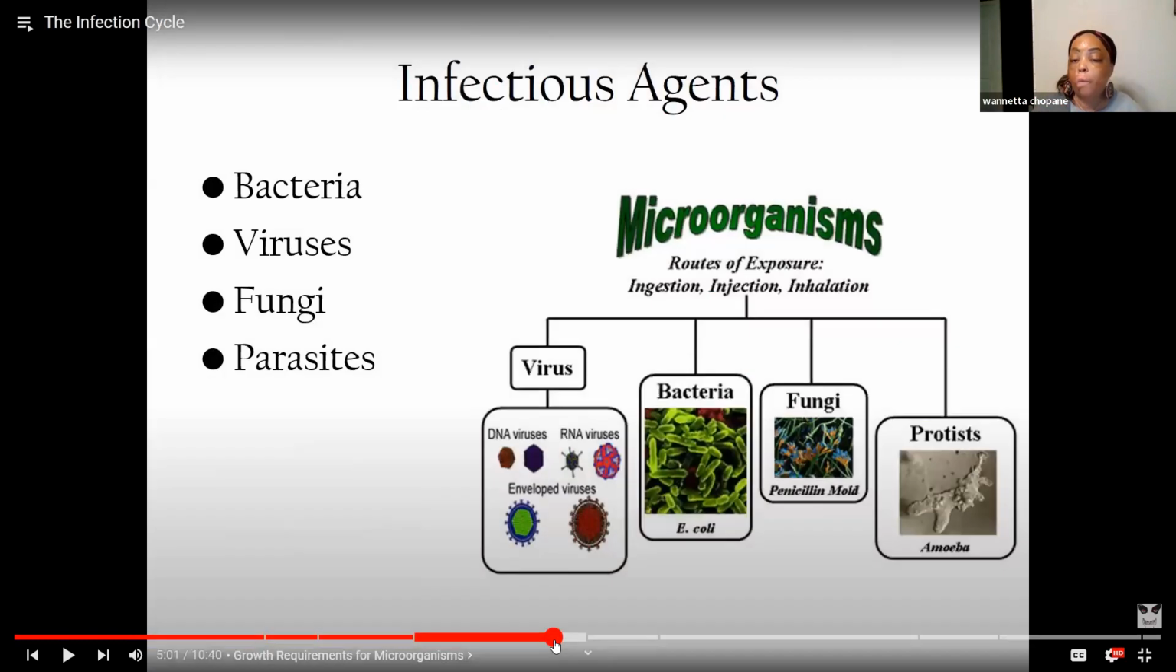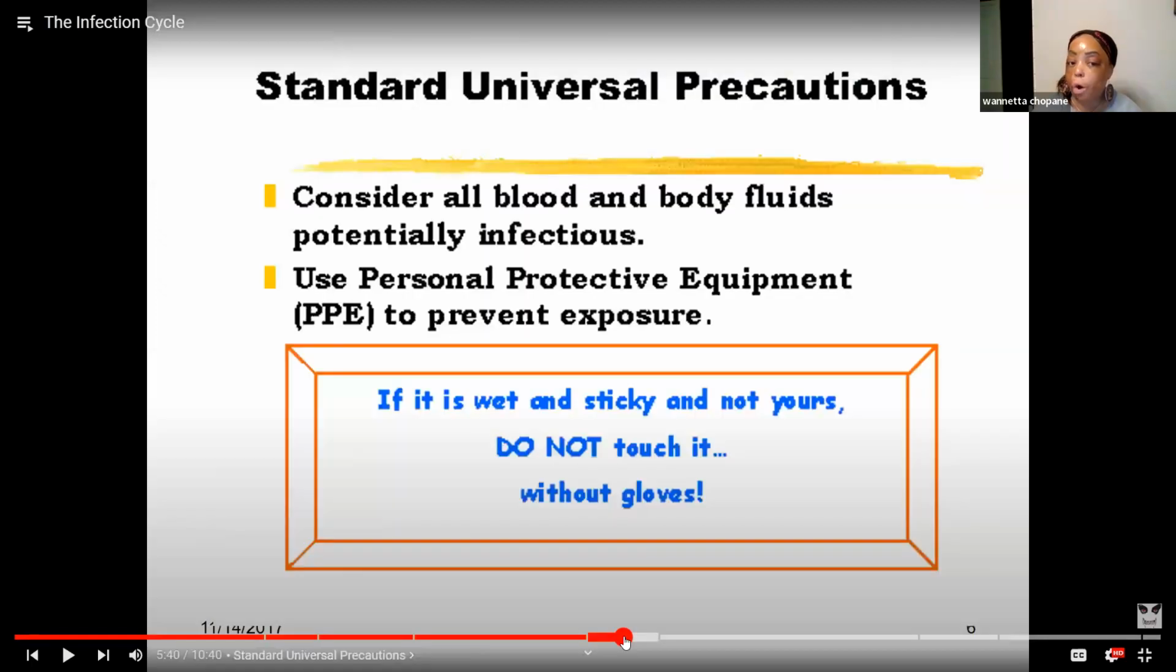So when I go over, these are typical germs that we talk about, microorganisms. We have viruses, like how COVID was. We have bacteria, we have fungi, and we have other things available. All of these are microorganisms that can live and grow.